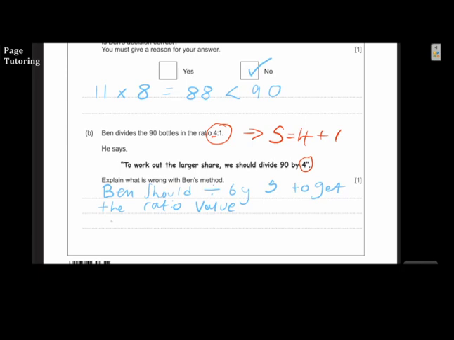So now we've done 90 divided by 5. This is 18. For the larger share, it'd be 18 times by 4. So the larger part of the ratio is the 4 right there. So we're just going to times that by 4.